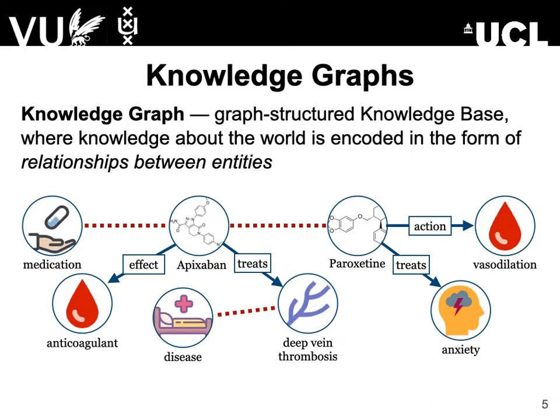Now, one problem with real-world large-scale knowledge graphs is that they are often incomplete. In this particular case, we are missing a link stating that apixaban is a medication, that deep vein thrombosis is a disease, and that apixaban can have side effects when taken together with paroxetine.